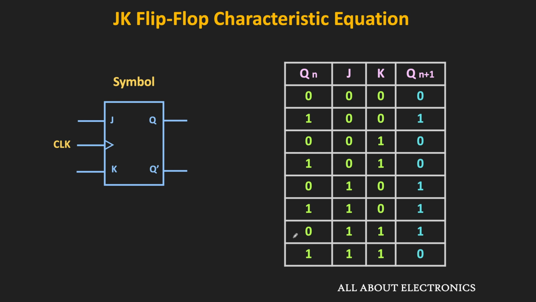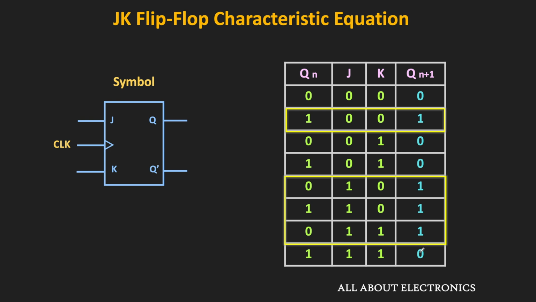That means currently, if this Qn is 0, then in the next state, Qn plus 1 will become 1. On the other hand, if Qn is 1, then in the next state, Qn plus 1 will become 0. So as you can see, this output Qn plus 1 is logic 1 for 4 different input combinations. So let us mark all those minterms in the K map and try to simplify the Boolean expression.